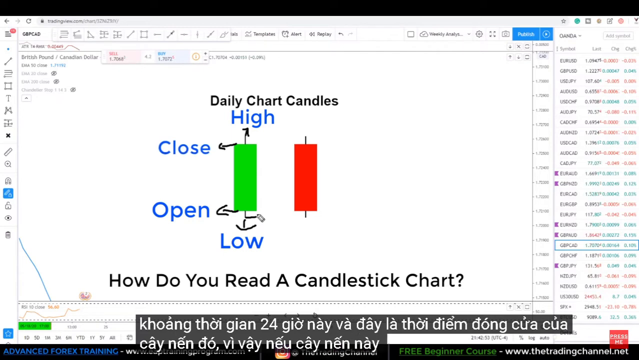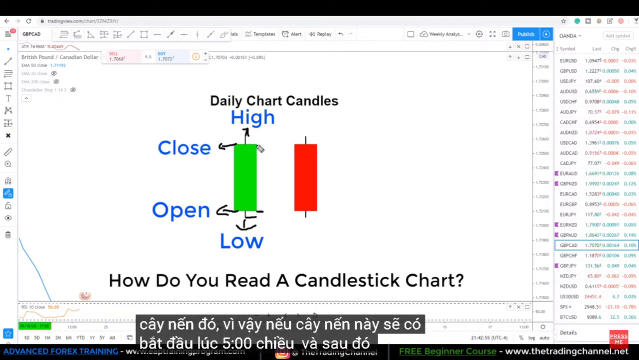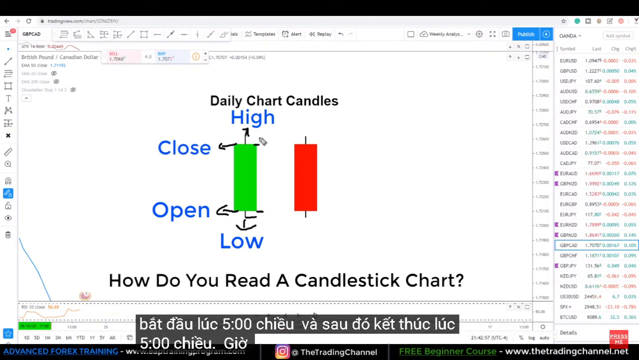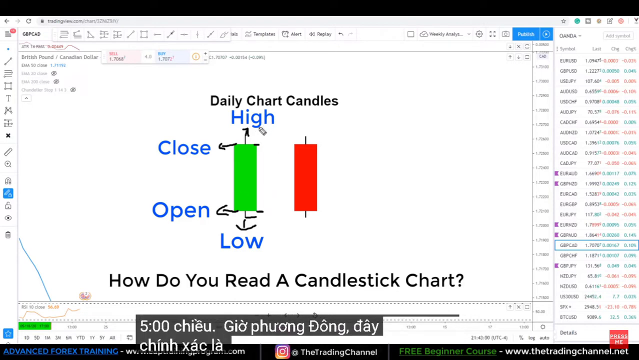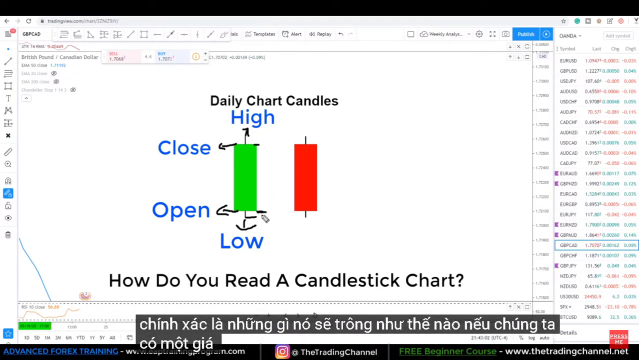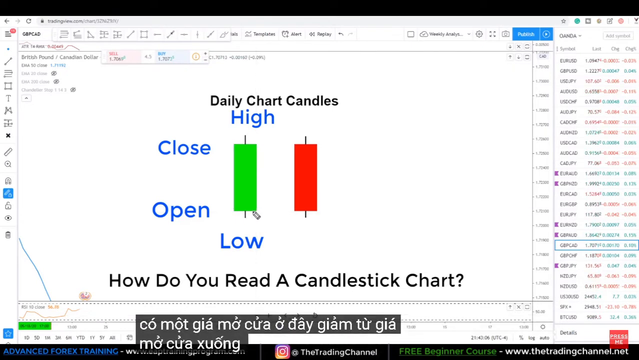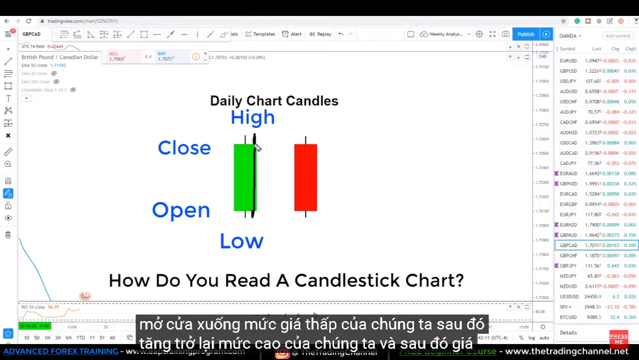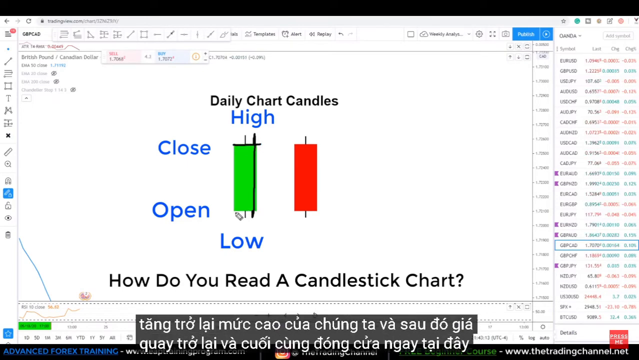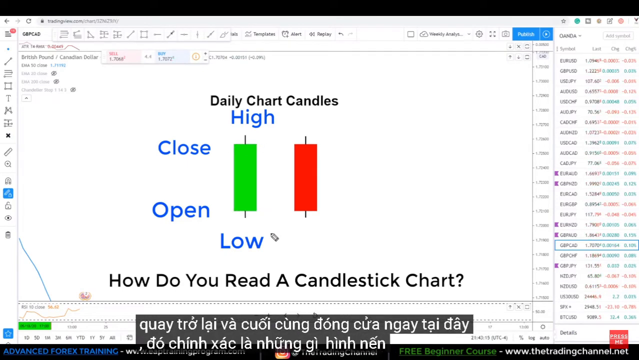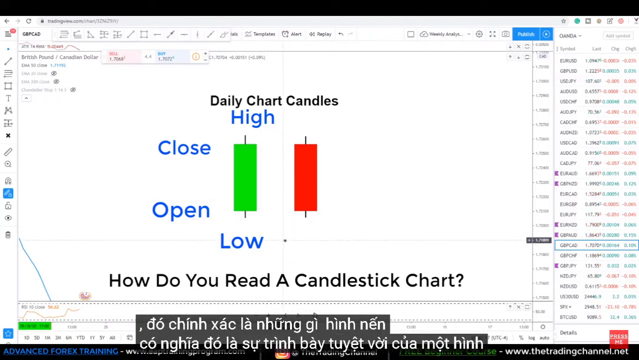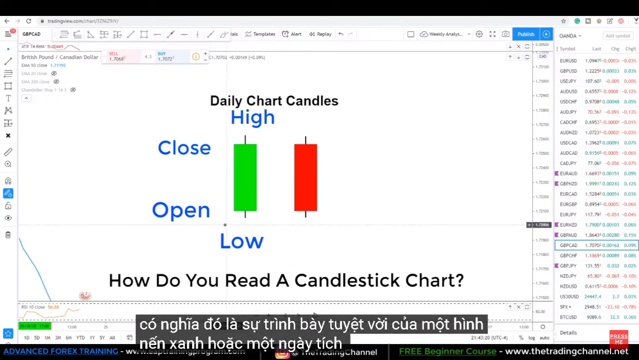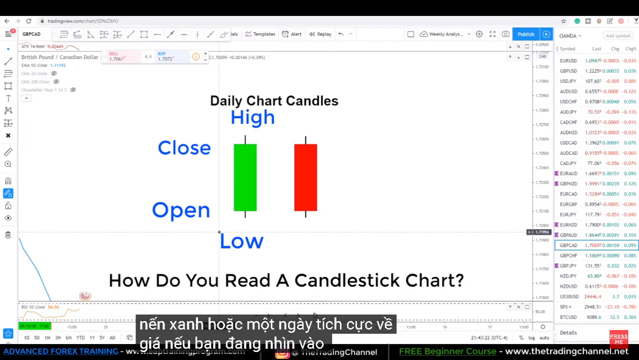So if this candle would have started at 5 p.m. and then ended at 5 p.m. Eastern time, then this is exactly what it would look like if we had an open here, price moved down from our open to our low, price then moved back up to our high, and then price came back down and finally closed right here. That is exactly what these candlesticks mean. That's the representation of a green candlestick or a positive day in price if you're looking at a daily chart.